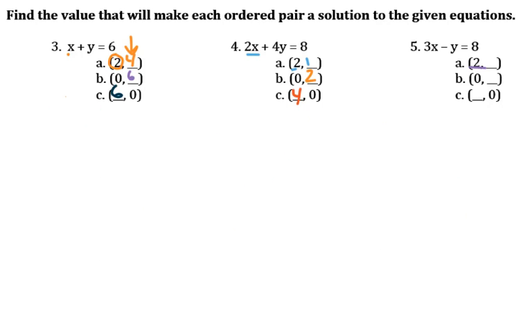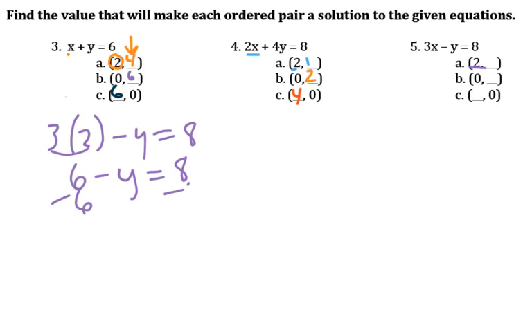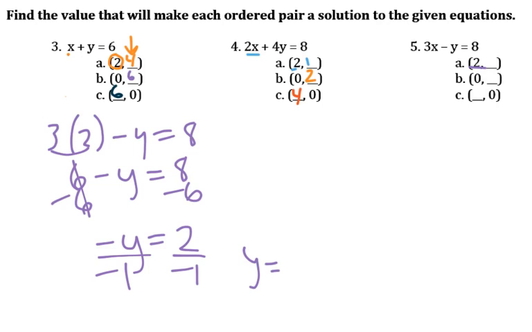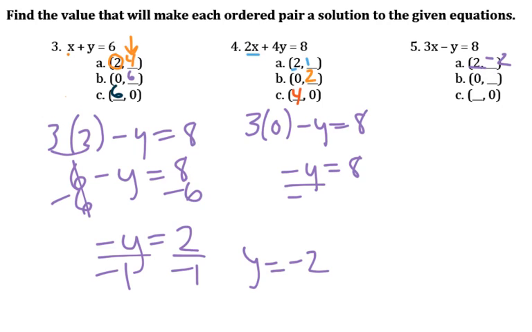So 2 for x, so 3 times 2 minus y equals 8. 3 times 2 is 6, minus y equals 8. Subtract 6. Remember that negative stays with the y, and we get 2. Then divide by a negative 1. So positive y equals negative 2. Then for B and C, 0 for x. So negative y equals 8. Divide by negative 1. So positive y equals negative 8.